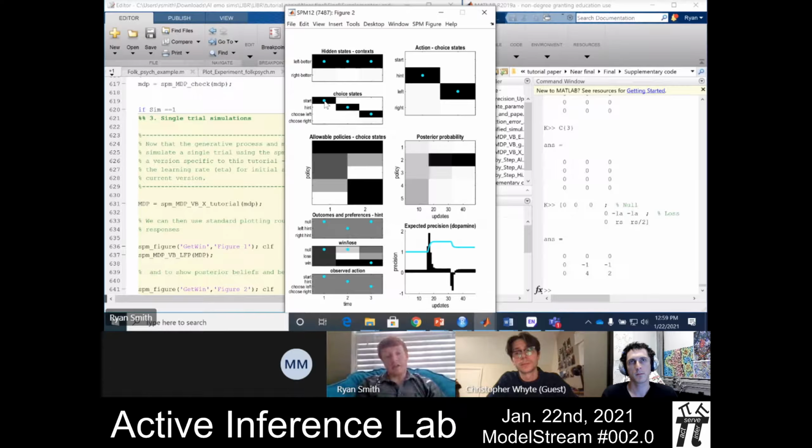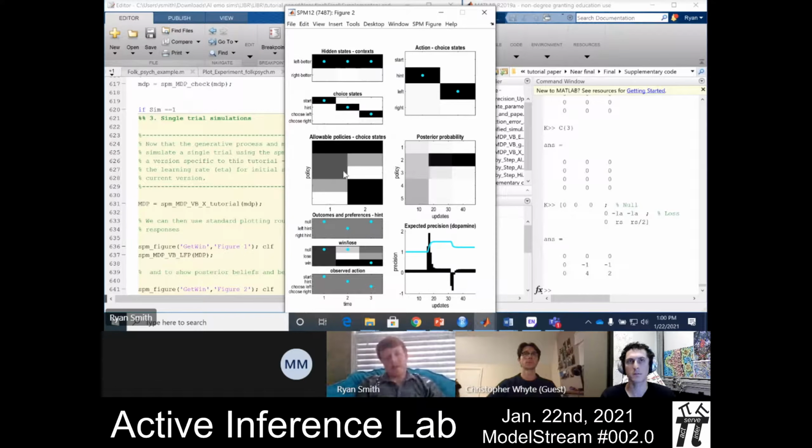This is just saying that it observed itself go from the start state to the hint state, and then it moved from the start state to the hint state to the choose left state. So those are the states. The actions correspond to that well. It first chose the hint action, and then it chose the choose left action. Sorry, these are the actions.